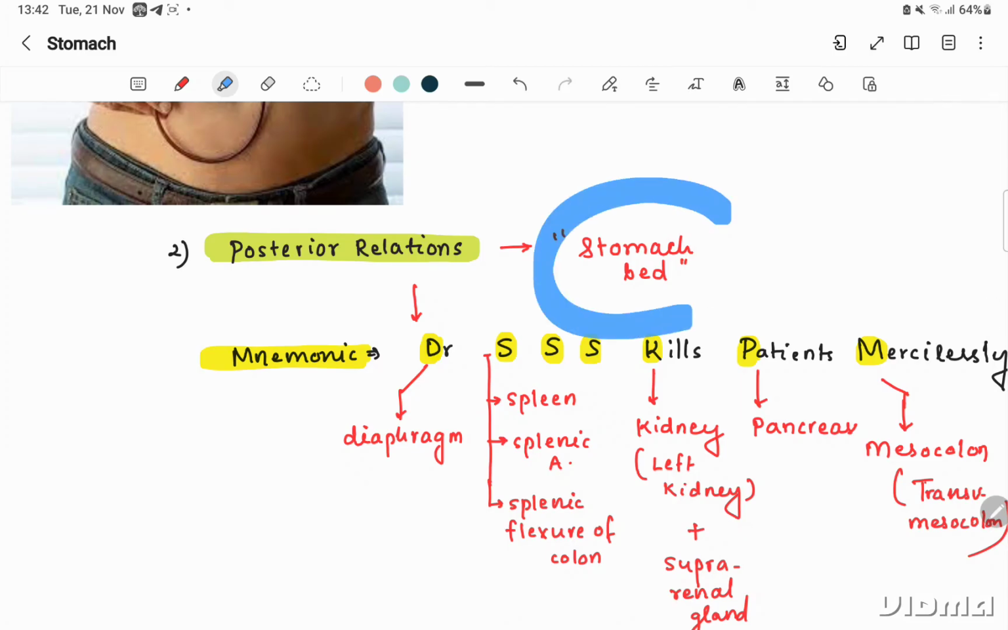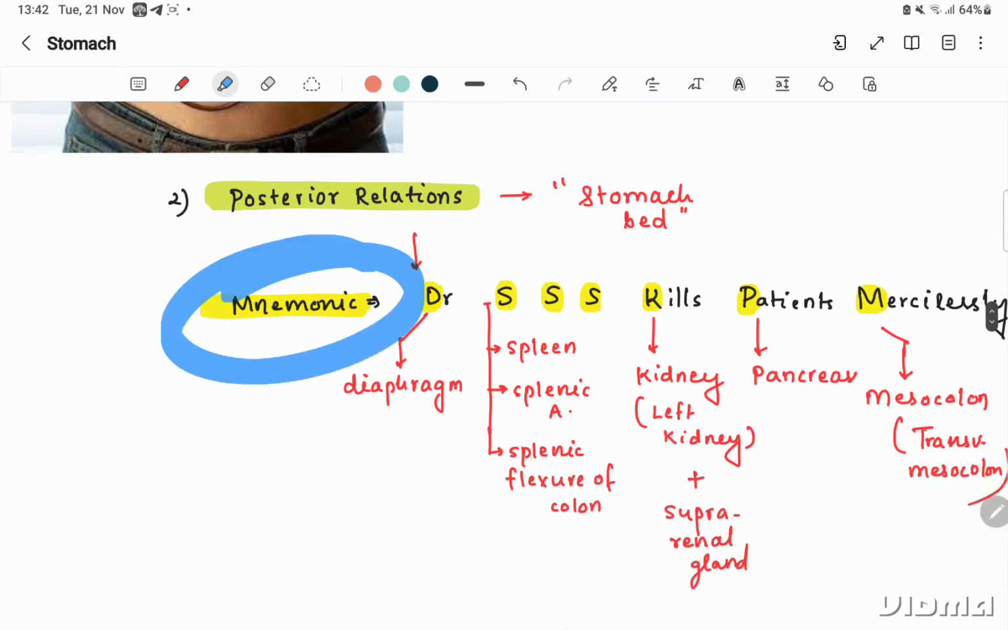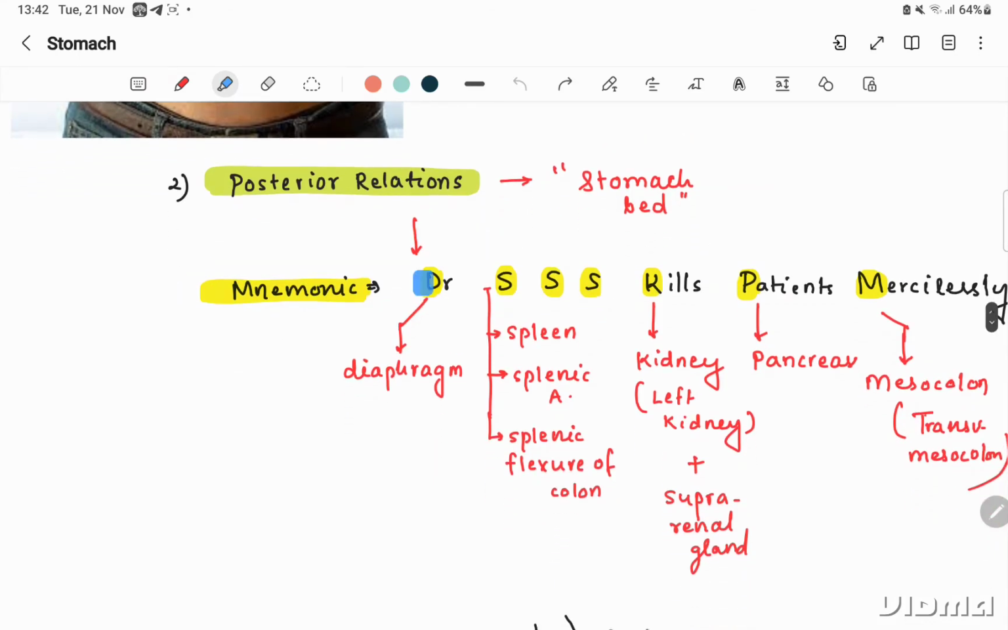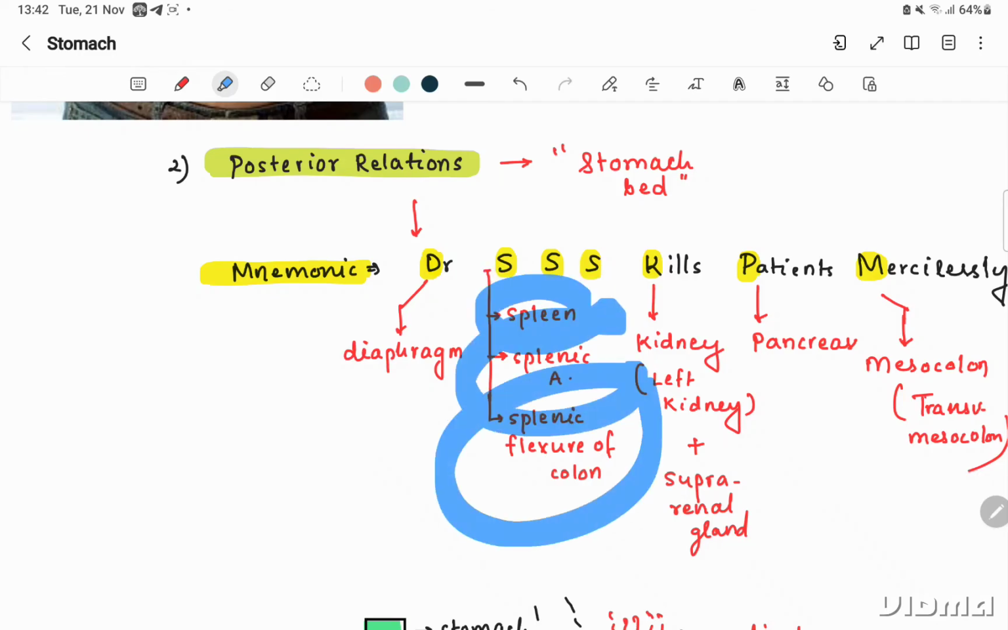Sorry for the background noise. So for the posterior relations we have the stomach bed, and as a mnemonic for the stomach bed, you can say Dr. SSS kills patients mercilessly. D stands for the diaphragm. SSS means spleen, the splenic artery, and the splenic flexure of the colon.